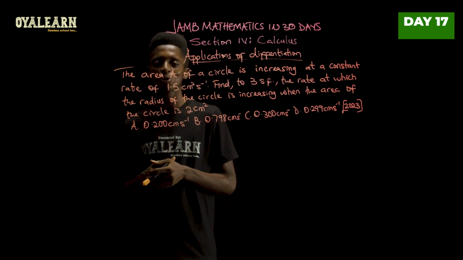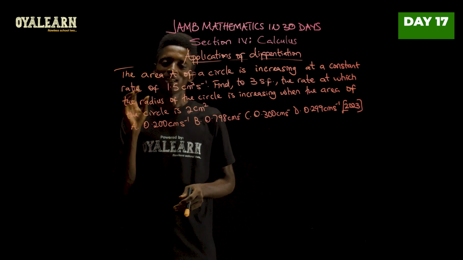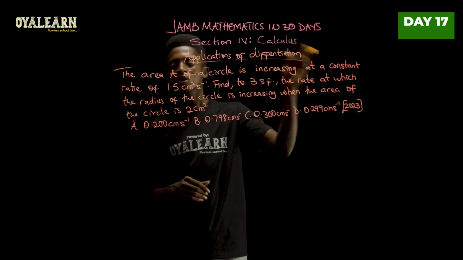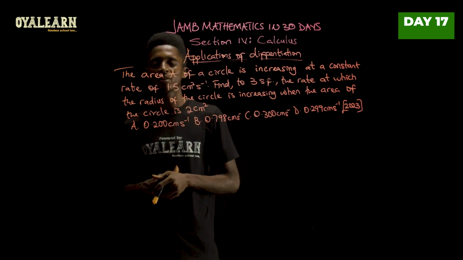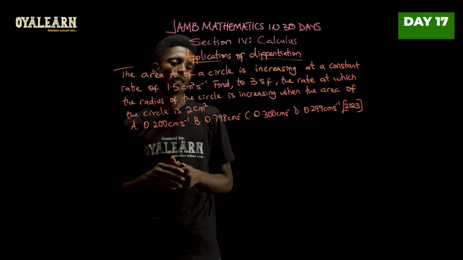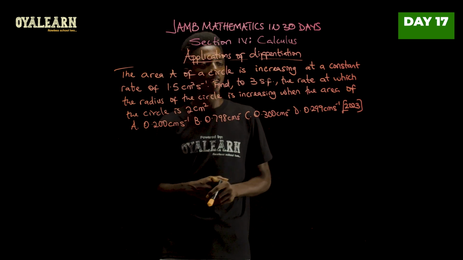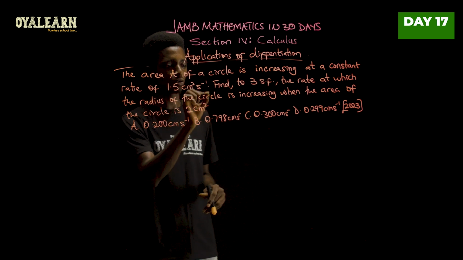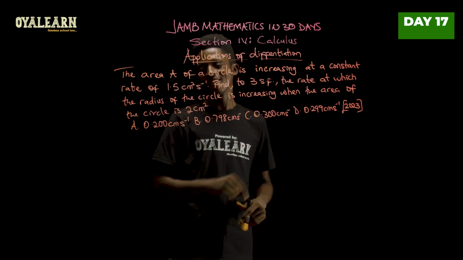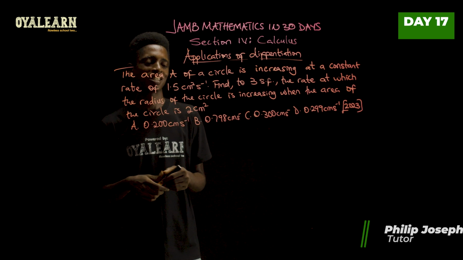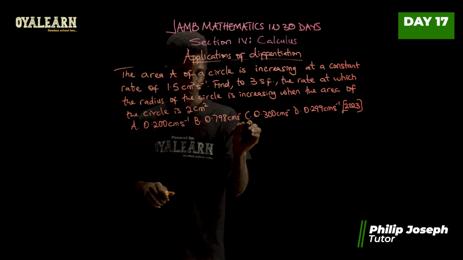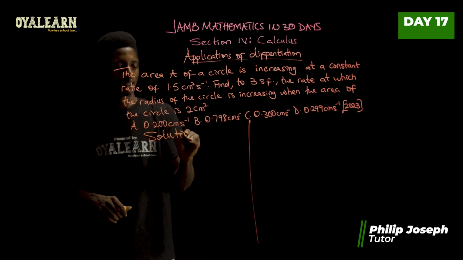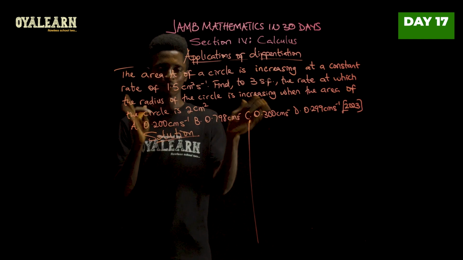This question from 2023 says, the area A of a circle is increasing at a constant rate of 1.5 centimeters squared per second. Find, to 3 significant figures, the rate at which the radius of the circle is increasing when the area of the circle is 2 centimeters squared. Let's pick out the facts from this question.